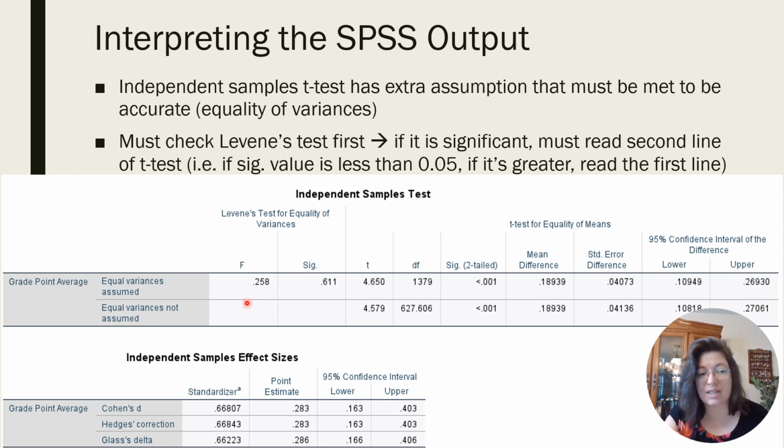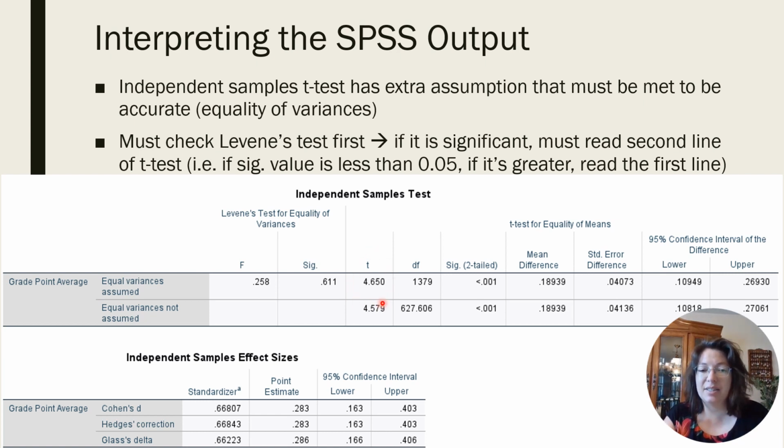So if our assumption is met, we read the first row of numbers. If our assumption is not met, so if in Levene's test that significance value is less than 0.05, we have to read the second row of numbers, and it's labeled for you, right? Equal variance is assumed, so yes, assumption met, read this row. Equal variance is not assumed. Assumption not met, you have to read this second row. So our assumption is met, so we can read and report just the first row of numbers.